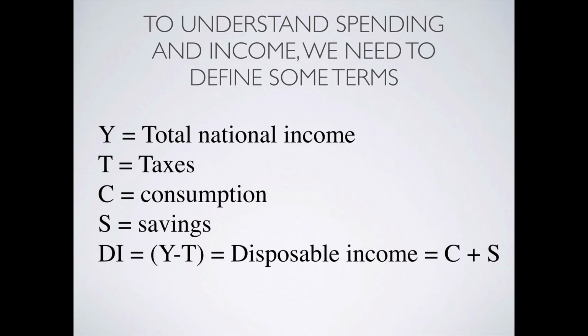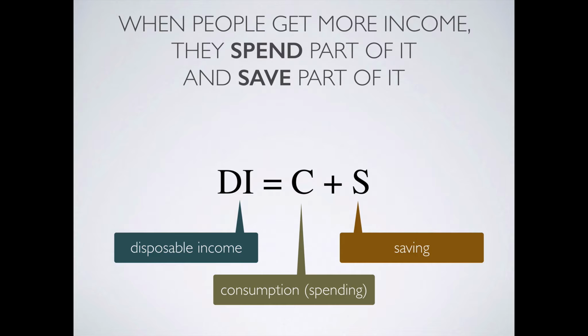To understand spending and income, we need to define some terms. Y stands for total national income, T stands for taxes, C stands for consumption, like we talked about, and S for savings. We'll define disposable income, DI, as Y minus T, and we also define it as C plus S, consumption plus savings. When people get more income, they spend part of it and save part of it. So again, disposable income, DI, is equal to C plus S.